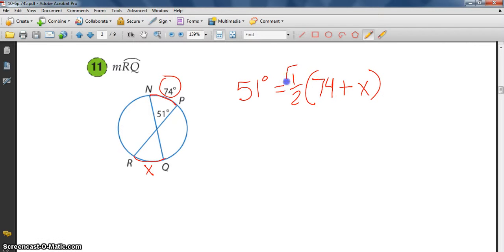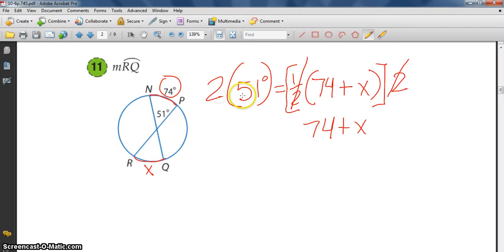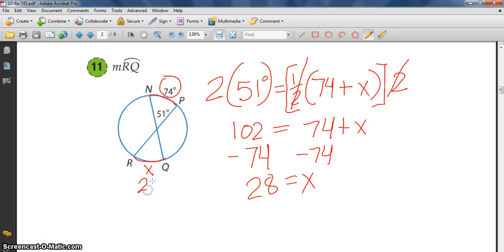So solving this equation, we got to get rid of the 1/2, so multiply both sides by 2. That will cancel out the 1/2. So multiply the other side by 2, and you would get 102. From there, we want to subtract 74 from both sides, and x is equal to 28. So this arc is 28 degrees, which is exactly what we wanted to find, the measure of arc RQ.